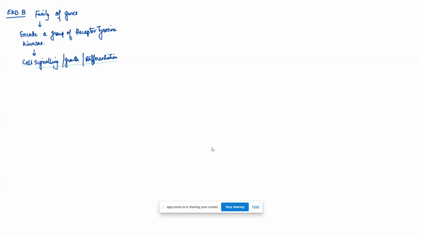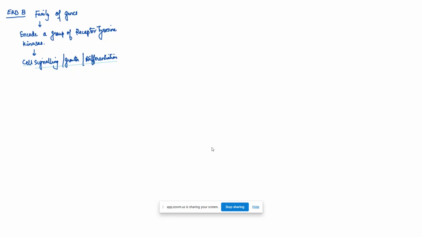Before we go on to EGFR proper, I would just like to tell you what is EGFR or what is ERB-B. ERB-B is a family of genes that encode certain proteins known as receptor tyrosine kinases. Wherever the word kinase comes, that means somebody has to donate an ATP. Kinase is donating an ATP to the tyrosine because it is a receptor tyrosine kinase.